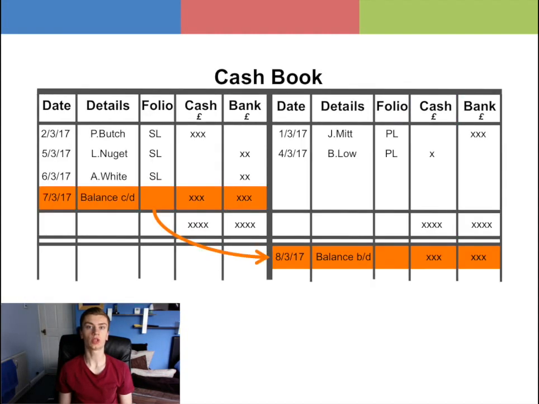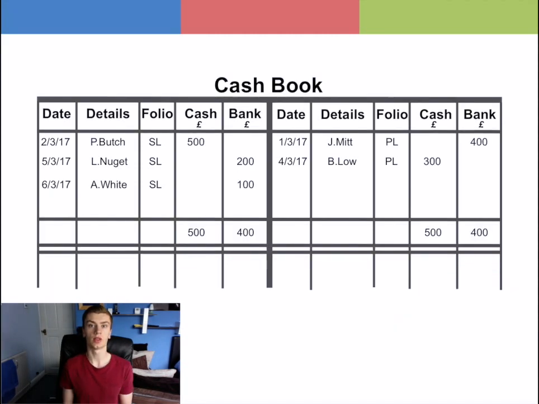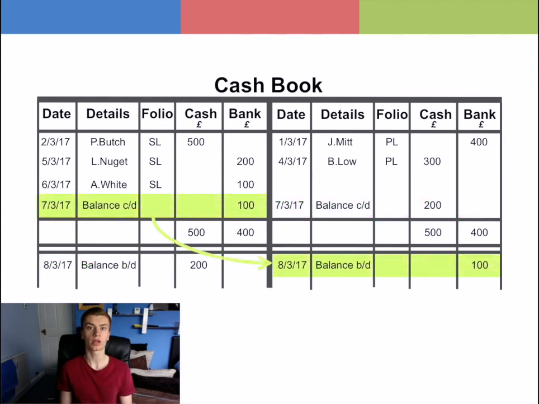The balance brought down for a cash book represents how much cash is in hand and the money left in the bank account at the end of a period. In some cases, the cash book can have balances brought down on both sides, and it will look like this. The cash will always be brought down on the debit side, like so, as a business cannot have negative cash. The bank, however, can be brought down on the credit side as well as the debit side, like so.